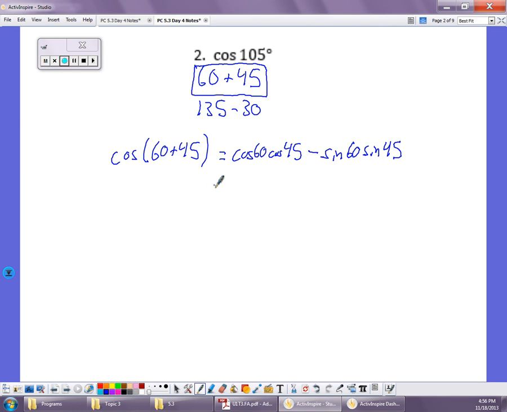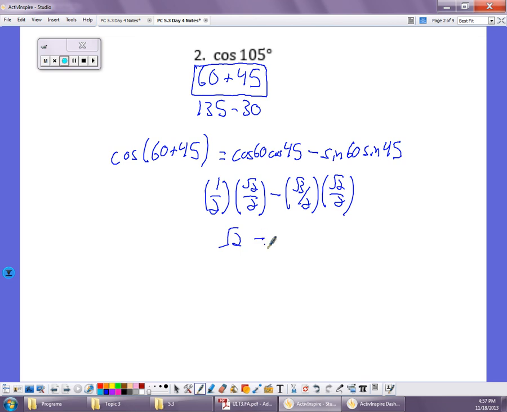Cosine 60 is 1/2. Cosine 45, root 2 over 2. Sine 60 is root 3 over 2. Sine 45, root 2 over 2. Then we just multiply across, and you end up with root 2 minus root 6 over 4. And that's our answer. Notice again, we have a root 2 with root 6 and a 4. So you should be starting to notice some commonalities between the answers for these types of problems.